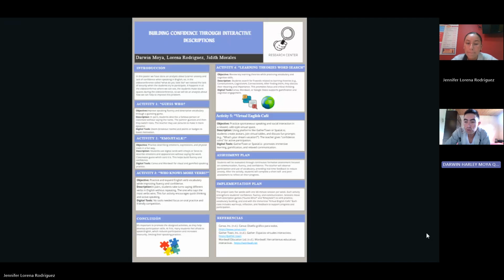And do you want to share with us the other activities, Lorena? Okay, Darwin. Activity 4, Learning Theories Word Search. Students find words and then discuss their meaning. This promotes critical thinking. And activity 5, Virtual English Coffee. Students join a virtual space, chat in a friendly way, and practice English in a relaxed environment. These activities help improve communication, vocabulary, and especially confidence.